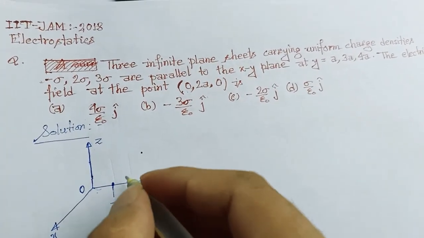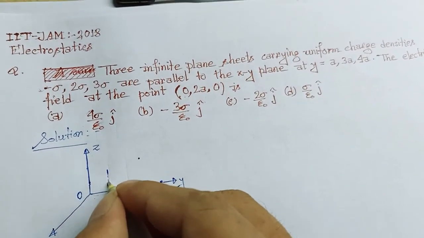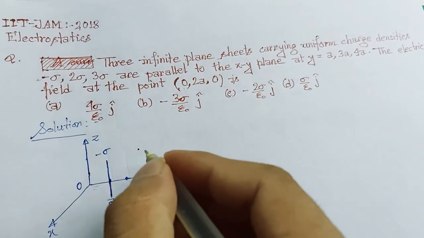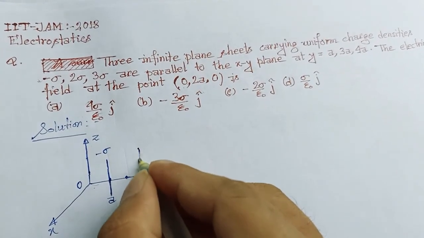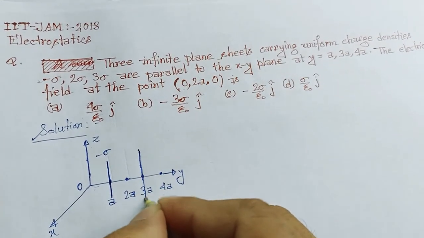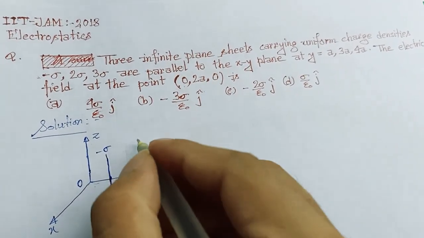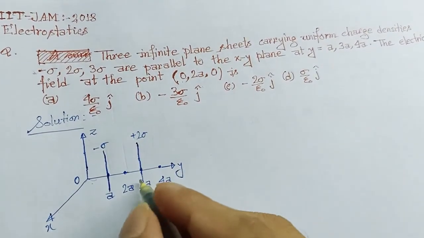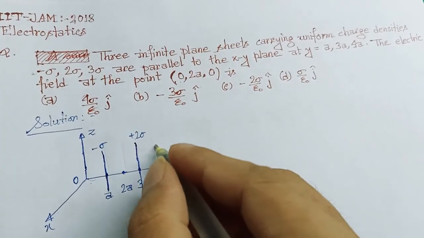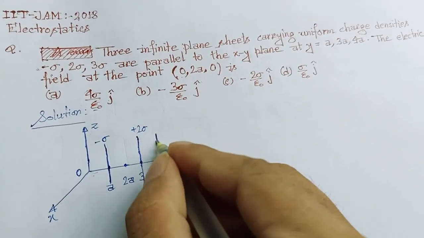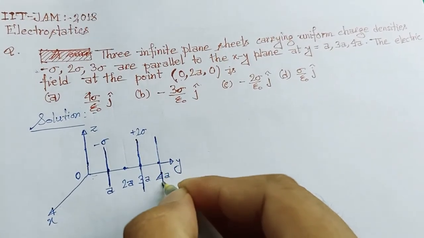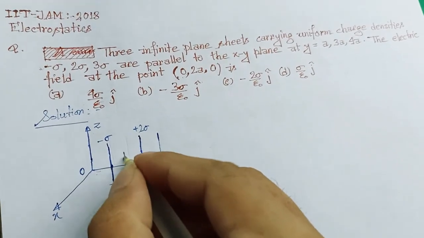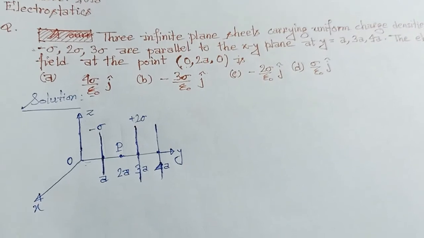Now we place an infinite sheet of charge density minus sigma here, and we place an infinite sheet of charge density plus 2 sigma at the point 3a. Again we place another sheet at a distance 4a. Now this is the point P at which we have to find the net electric field.